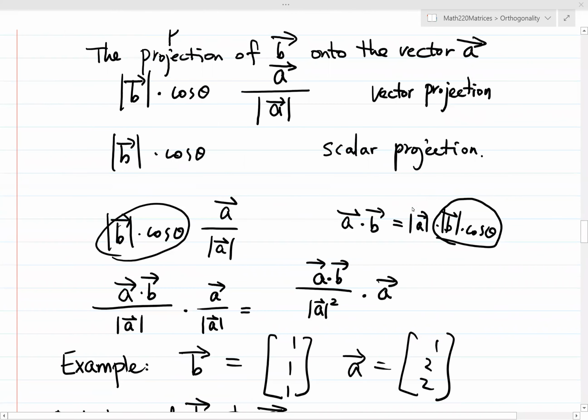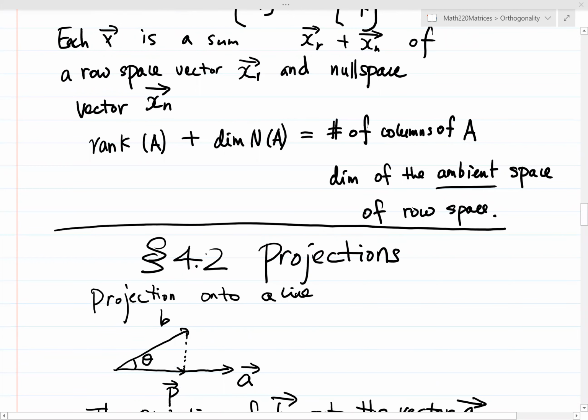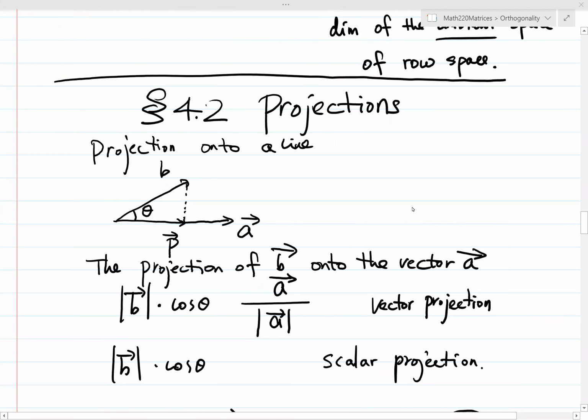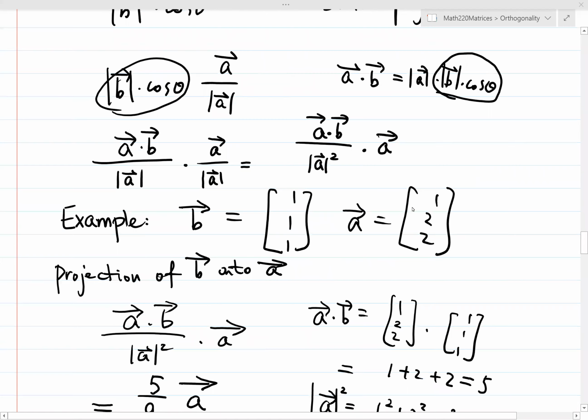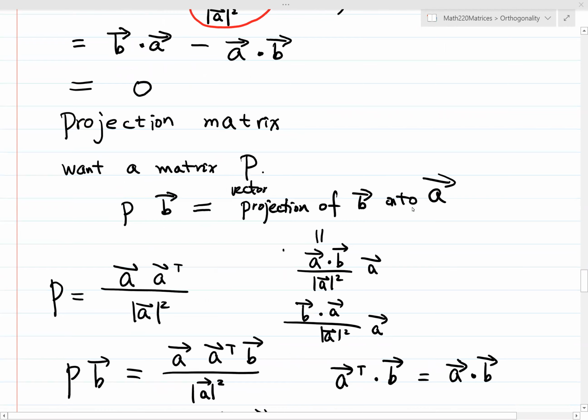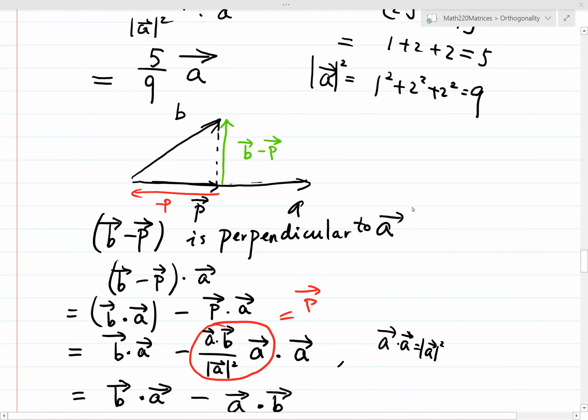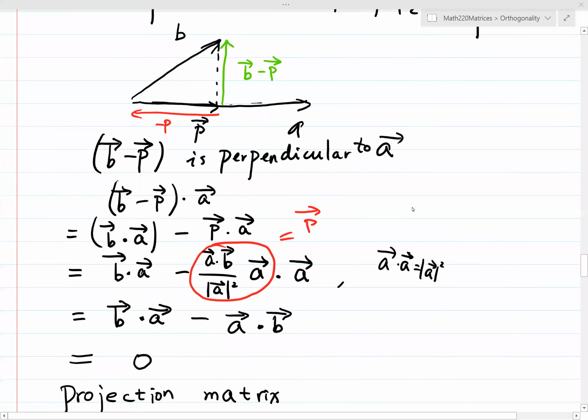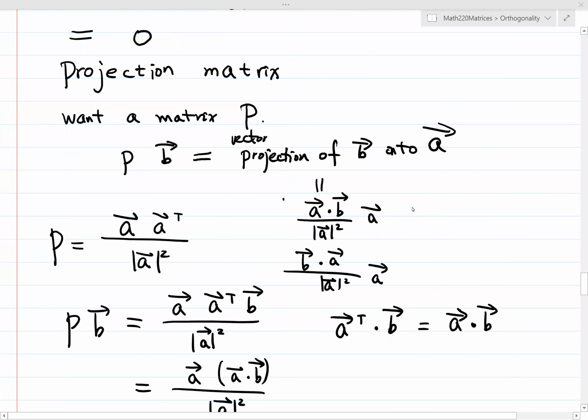Let's recall what we did last time. Last time we did projections. We first introduced how to project a vector onto another vector. This is easy because it's one-dimensional. If we subtract a vector by its projection onto a vector, then the remaining part will be orthogonal. Projection is an operation where you plug in a vector and output a vector.